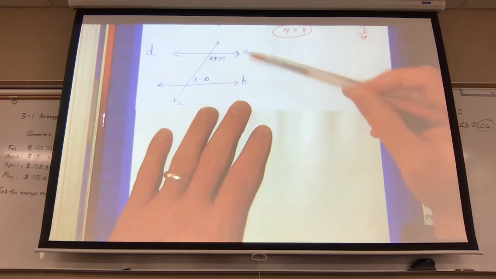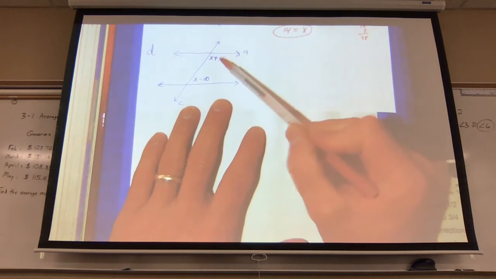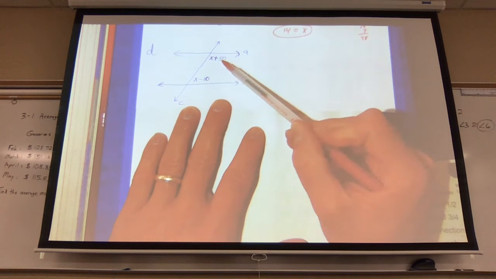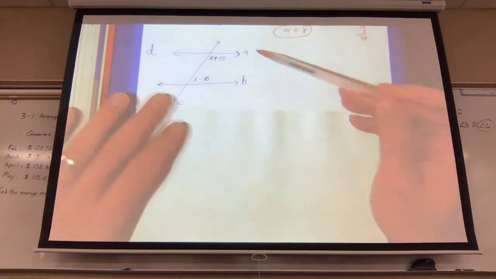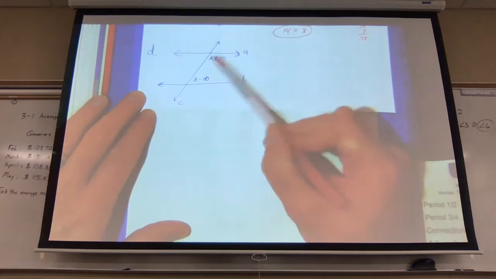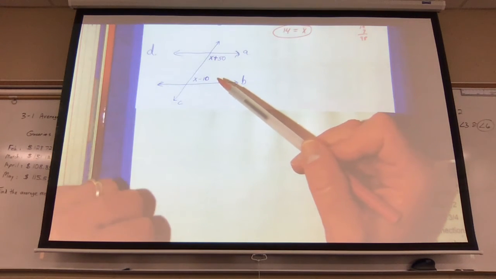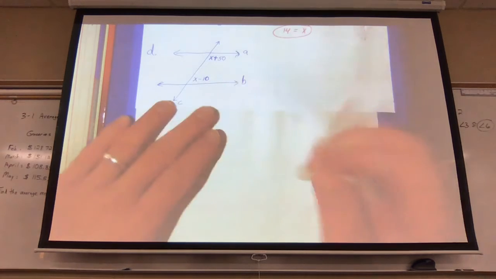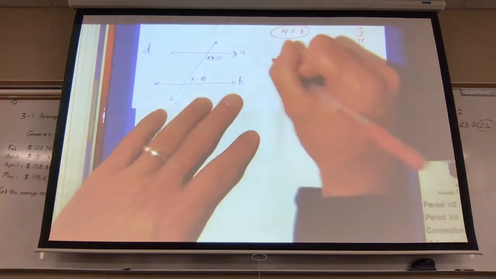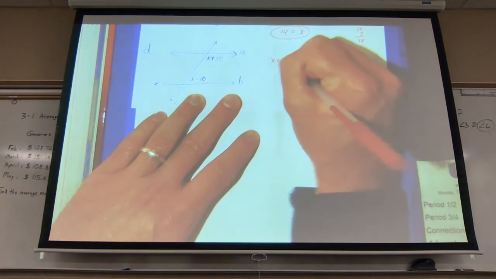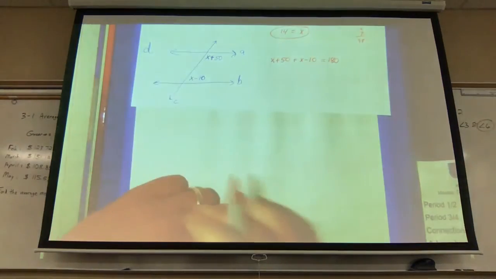Now here's A, here's B. In order for these two lines to be parallel, look at the kind of angles they're giving us. The x plus 50 and the x minus 10, those two are consecutive interior angles. If you go back to your theorem, in order for the lines to be parallel, what has to happen with consecutive interior angles? Yep. They have to add up to 180. So that's what we're going to do with these two angles. We're going to add them up and set them equal to 180. So our equation would be x plus 50 plus x minus 10 equals 180.